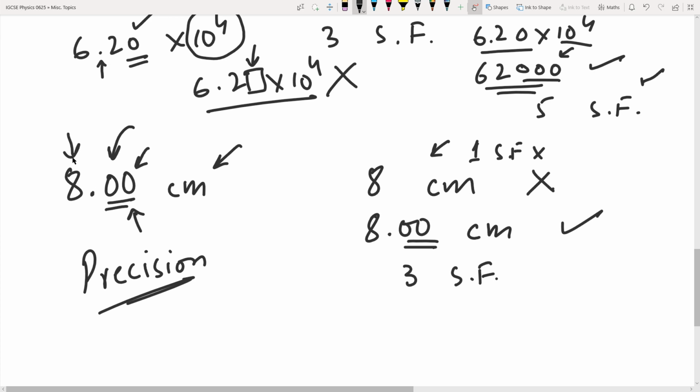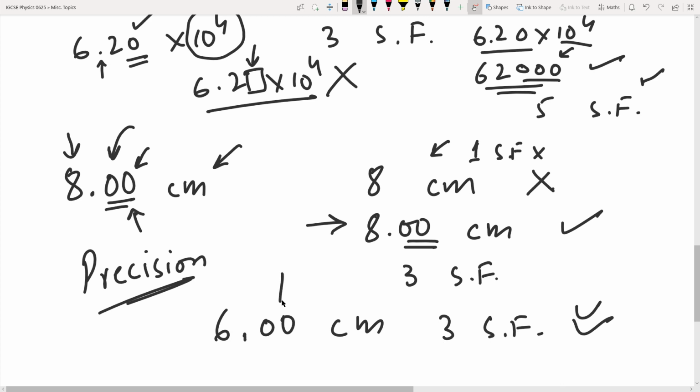If I just write 8, if it's a fixed object with 8 centimeter of length, it doesn't mean that the vernier caliper cannot read these zeros. It can, so it must be written with these two zeros. I know it's a bit of a confusing concept, but understand that if you have a whole number answer like 6, you must put a decimal, put two zeros, and then write your unit, and that would give you three significant figures required by Cambridge, and that is fully acceptable. No one is going to mark this wrong because you wrote these two extra zeros. You actually must write this to ensure that you're dealing with high precision, right?